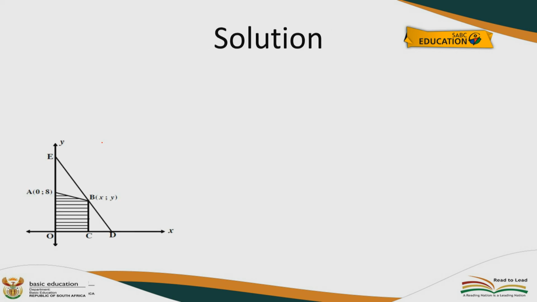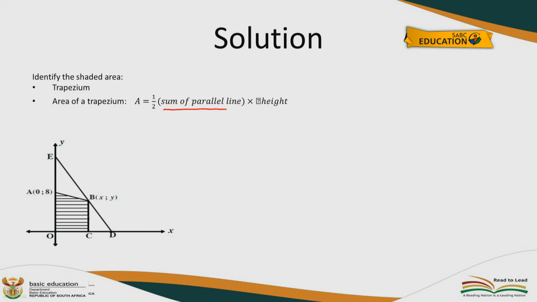Now let us quickly go through the solution. I said first, you identify the shaded area. We've identified that shaded area as the trapezium. Now a trapezium's area can be given as half the sum of parallel lines times the perpendicular height. That is supposed to be a perpendicular sign there.